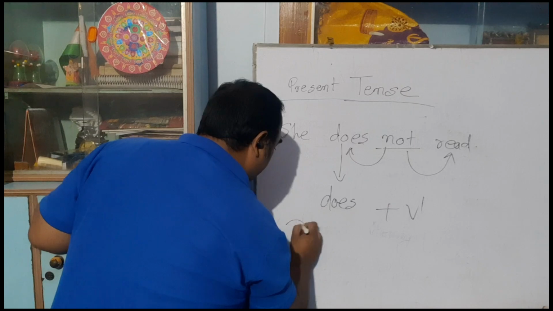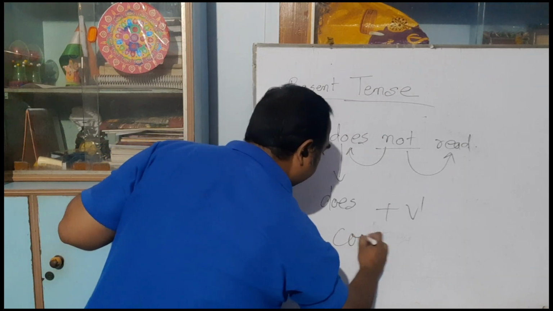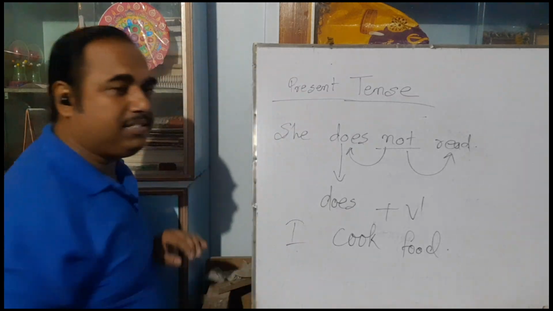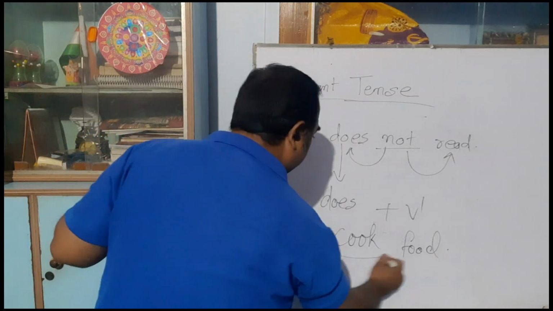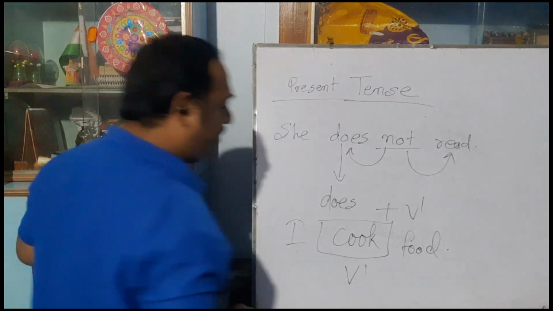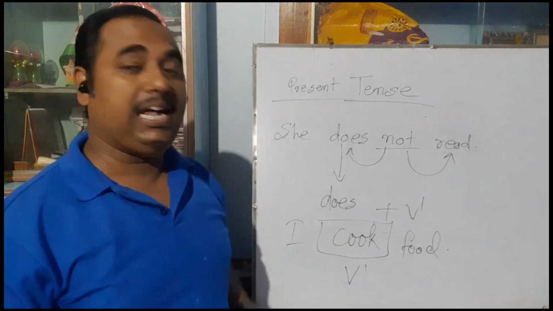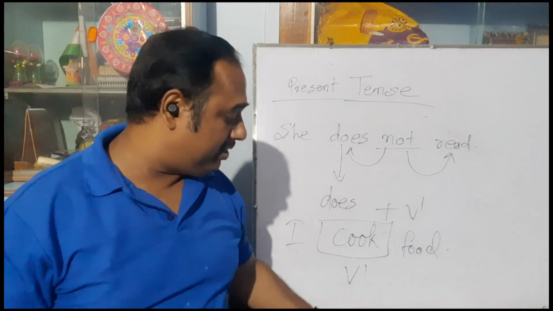Let's suppose I cook food. Now, which kind of tense is this? Again, you see this is only V1. So we use V1 in simple present tense. So this sentence will be of simple present tense.